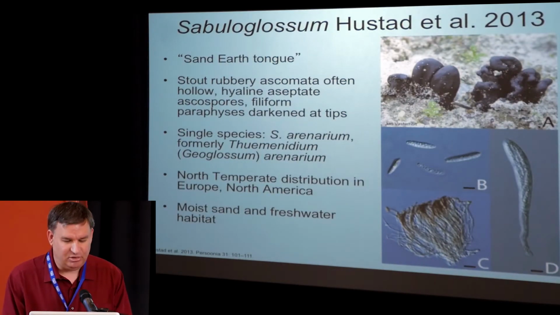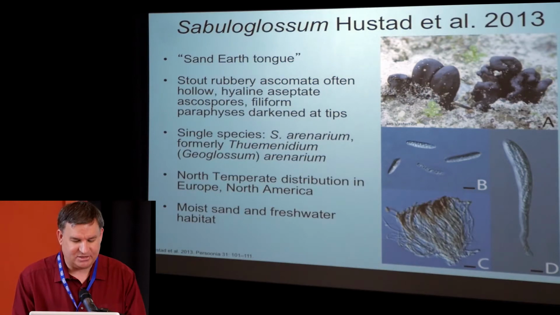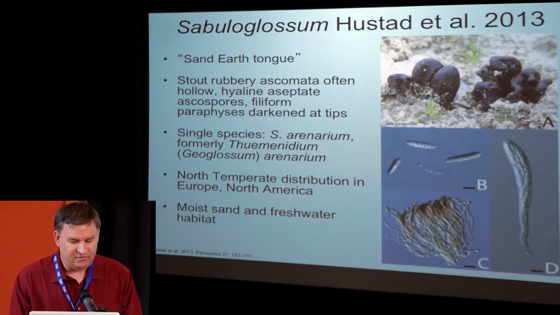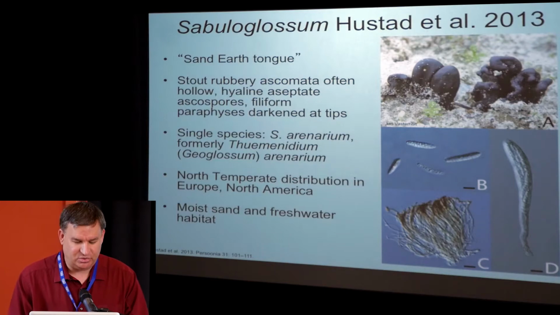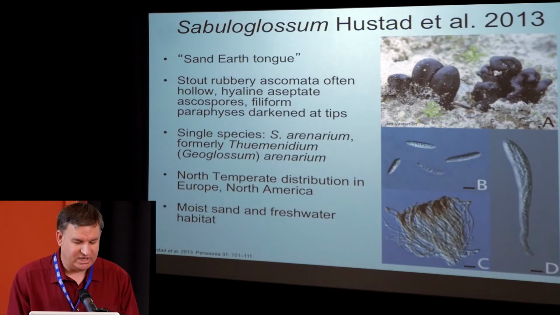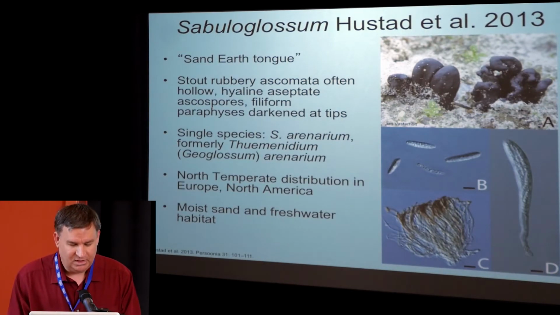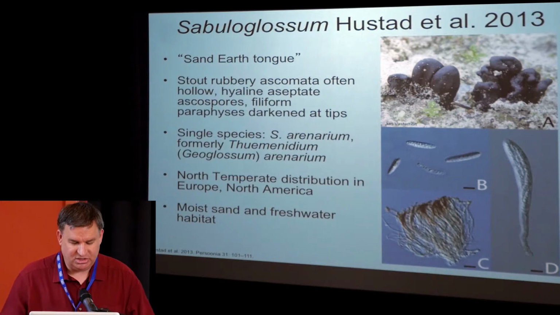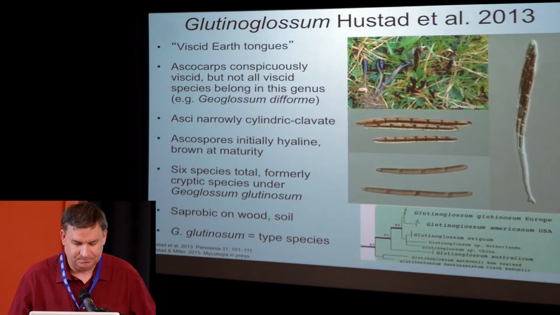The 4th genus is Sabuloglossum, which Vince published a couple years ago, referring to these as the sand earth tongues. They have these stout, rubbery ascomata that are often hollow, hyaline aseptate ascospores, and filiform paraphyses that darken at the tips. This is a single species in which we transferred Thuemenidium arenarium to this new genus, Sabuloglossum. It has a north temperate distribution that occurs in Europe. We found it both in Europe and North America, and it occurs in moist sand and freshwater habitat as well.